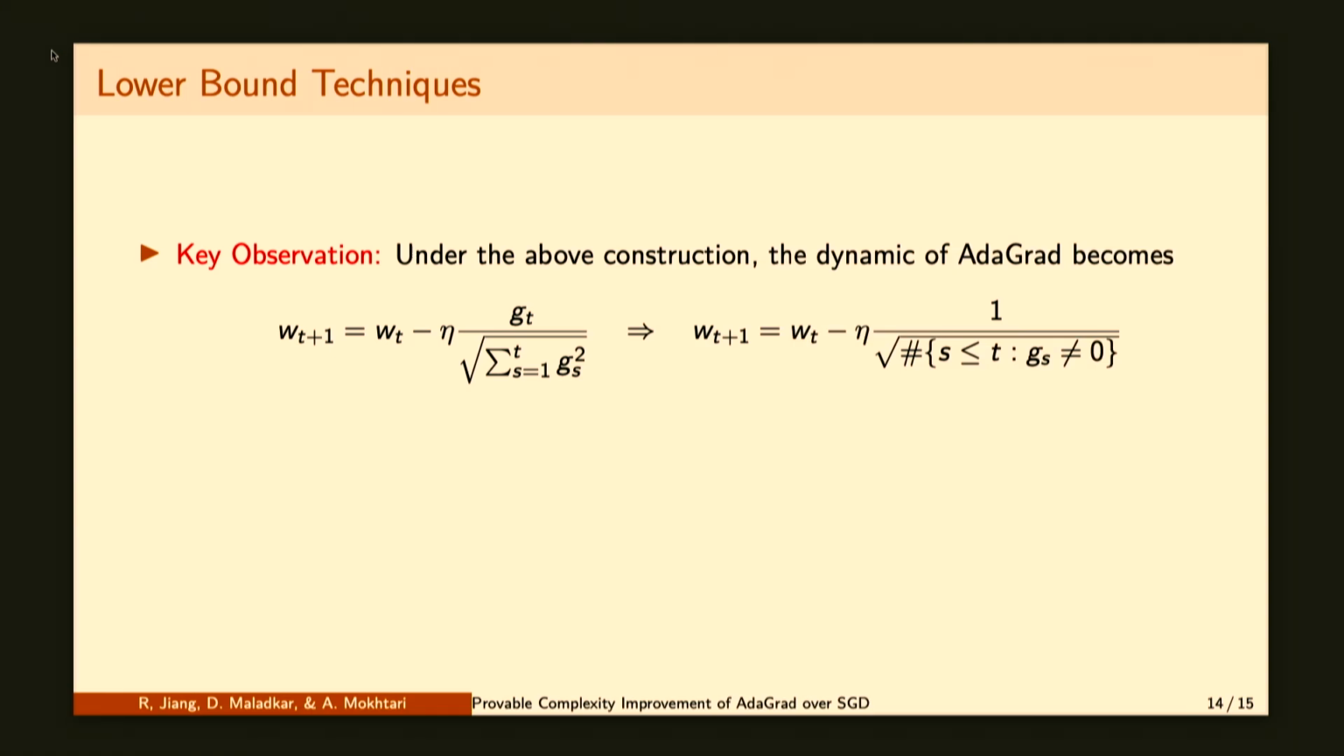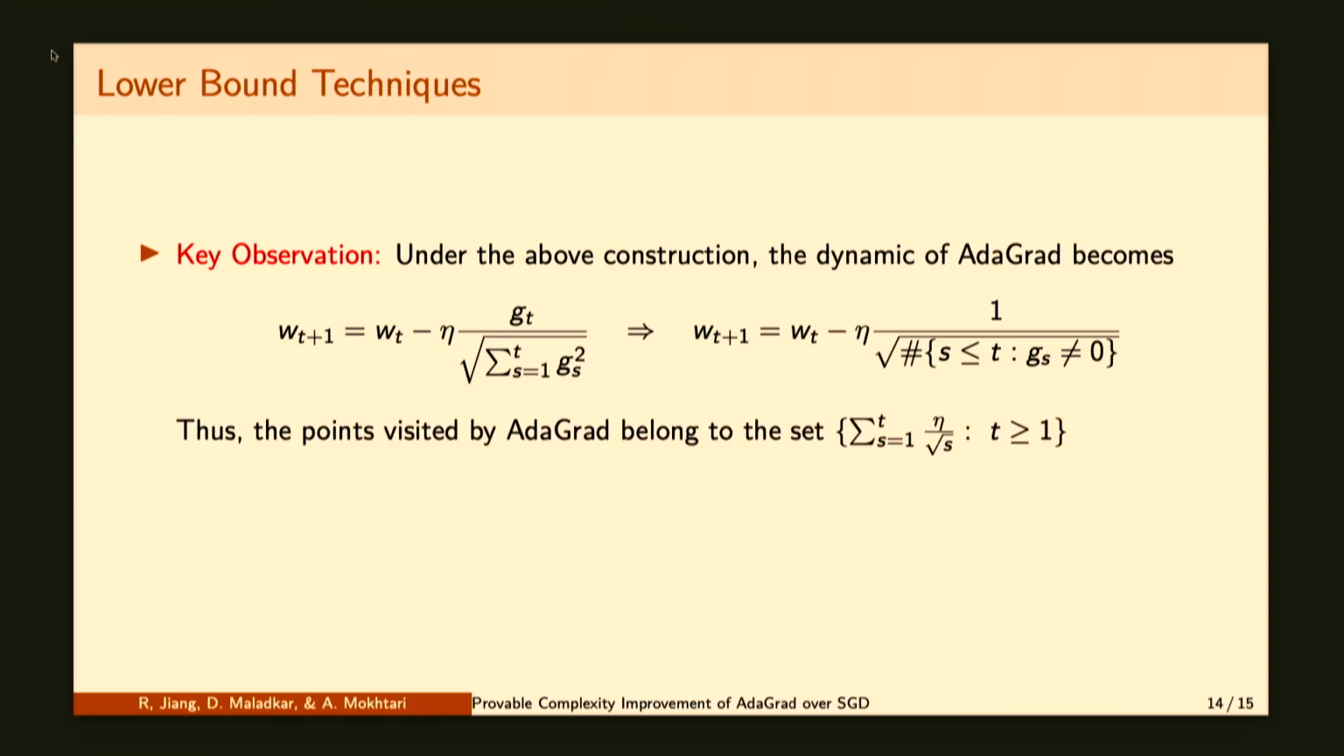Under this construction, and given the updates of Adagrad, there's a closed form solution for these updates. W_{t+1} equals W_t minus 1 over the number of times g_t was non-zero. So basically the points visited by Adagrad will be in this discrete set, and we know in advance what they're going to be. This gives us some flexibility to design a function f by constraining the values of the gradients of this function f on these points.